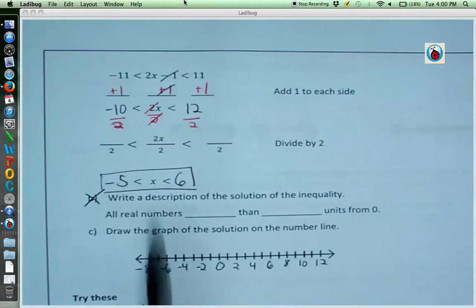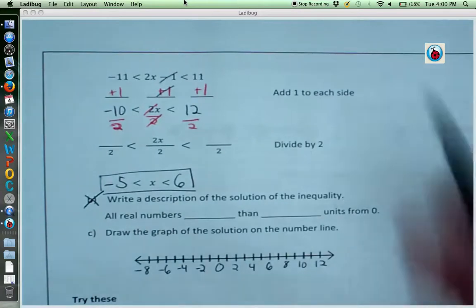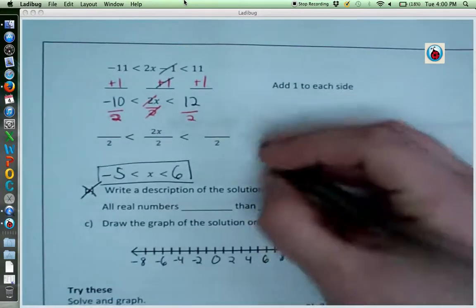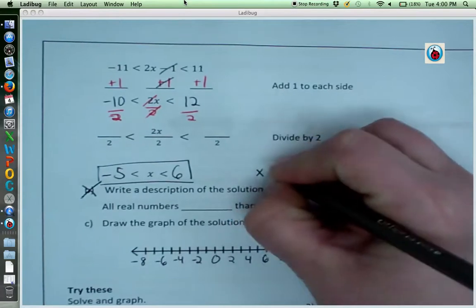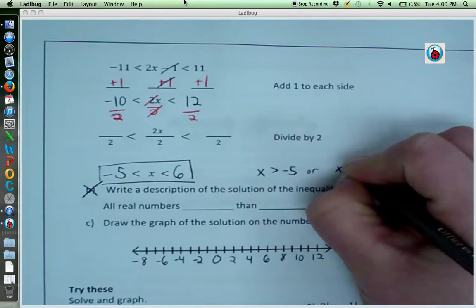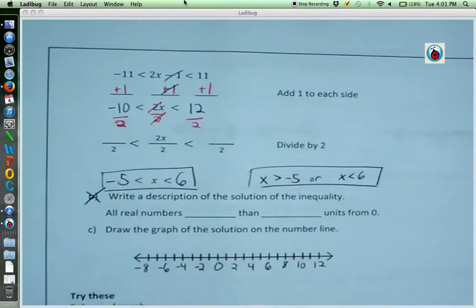All right, so this one, I could either write my answer this way, or I could write my answer like I did on the previous side, which, if you'll remember, was x is greater than negative 5 or x is less than 6. Either way you want to write your answer for this one is perfectly fine. They mean the same thing.